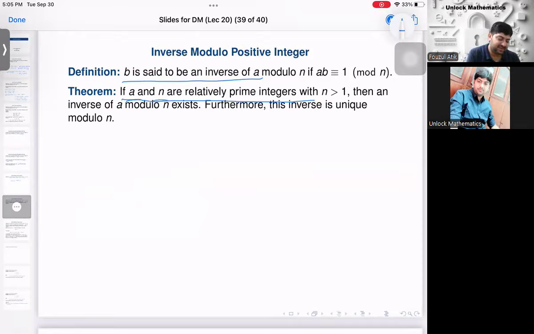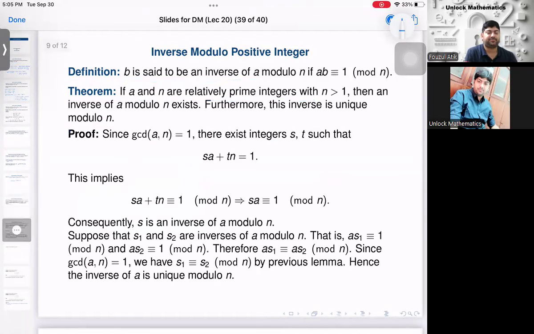But if the GCD of a and n is 1, then definitely you have an inverse modulo n. The inverse of a modulo n definitely exists. Furthermore, this inverse is unique modulo n. The full proof is not much required, but I will only prove the first part of it. Now you see that a and n are relatively prime integers. That means their GCD is 1, right? And in the previous theorem, we learned that the GCD of any integers can be written as a linear combination of those integers.